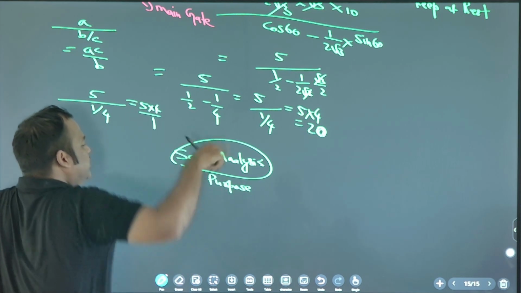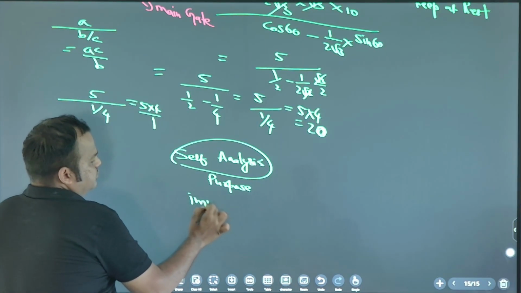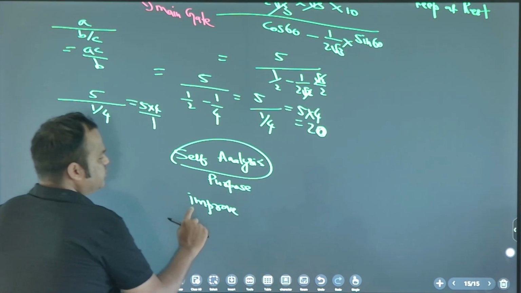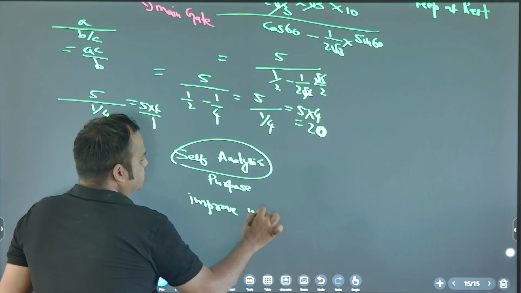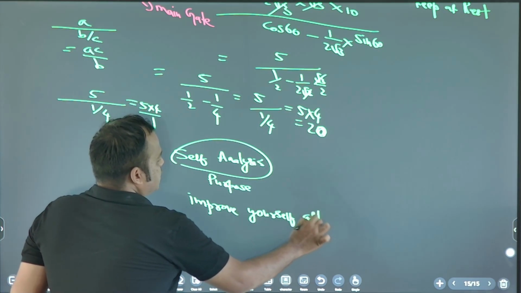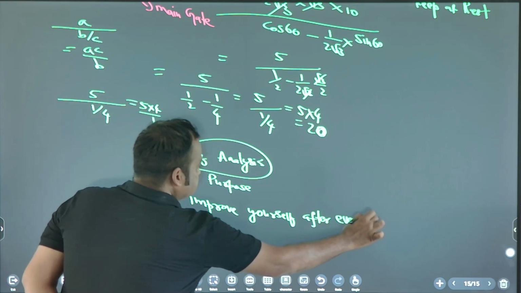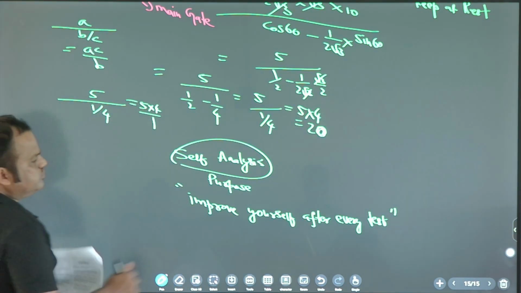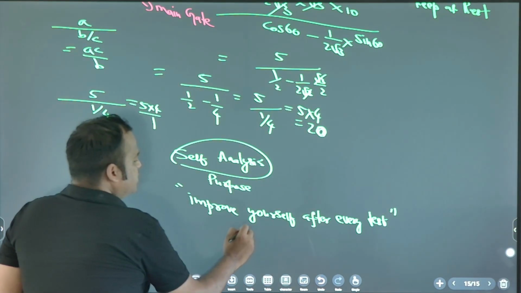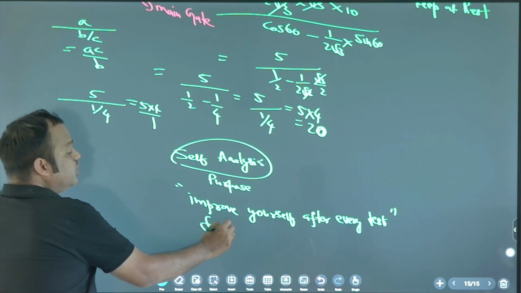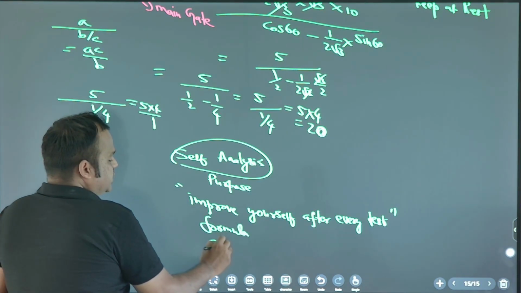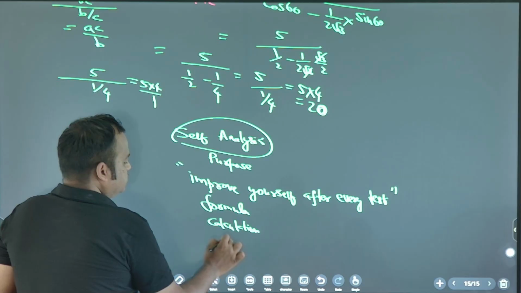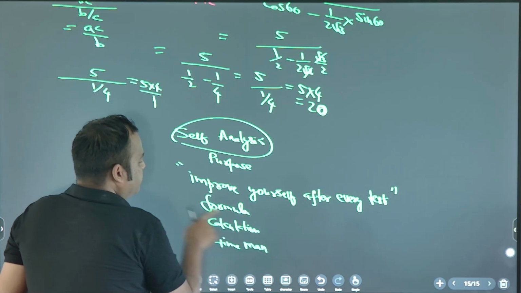Improve after every test. I'm not talking about marks. Improve your calculation skills, okay? Improve yourself after every test. Marks will fluctuate up and down, but your formula, how well you are memorizing formulas, calculation, silly mistakes, time management, you have to improve in all these.